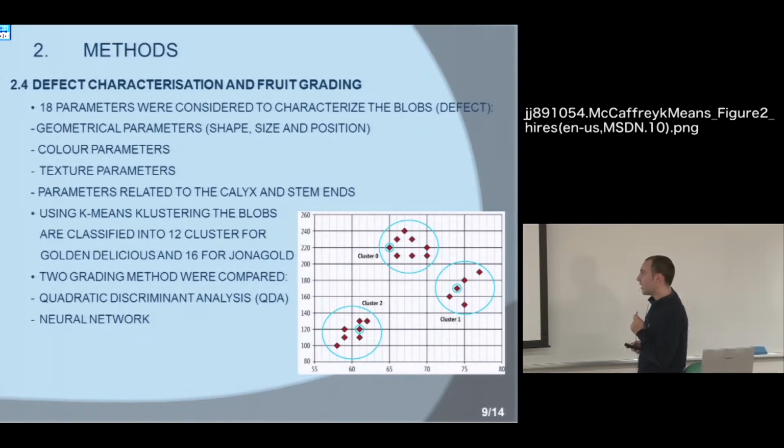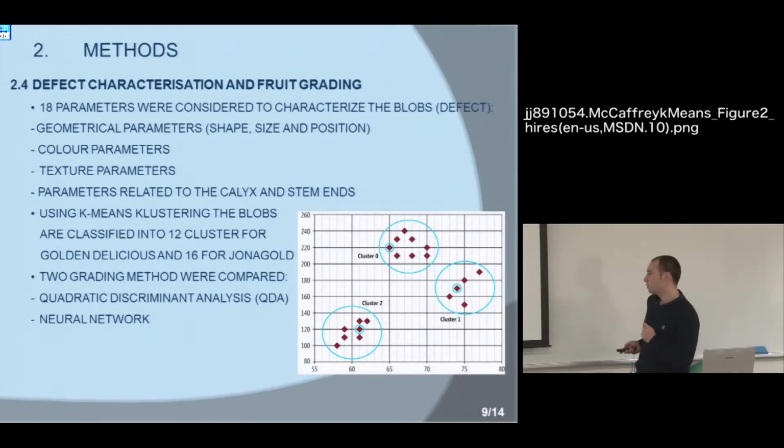After that, we have to characterize the blob. We have 18 parameters to characterize the blob. That means that every blob has 18 variables. They belong to geometrical parameters, color parameters, texture parameters, and parameters related to the calyx and stem end. If we know all these 18 variables, if 2 blobs are close to each other, using k-means clustering we can classify the blobs into the same cluster. After that, we have 12 clusters for Golden Delicious and 16 for Jonagold apples.